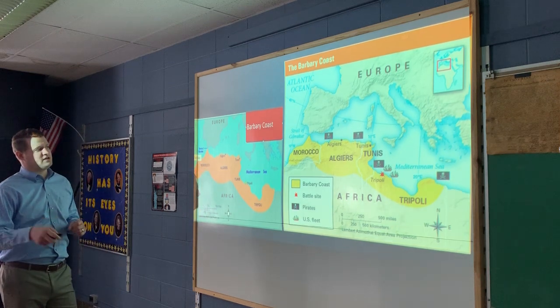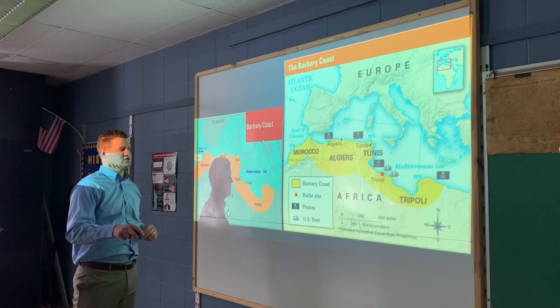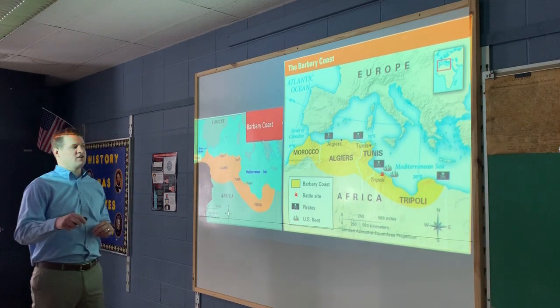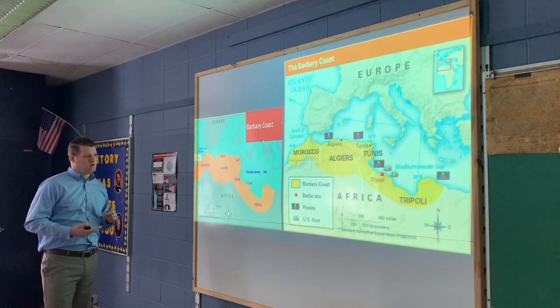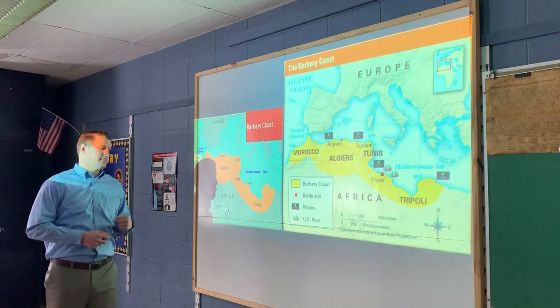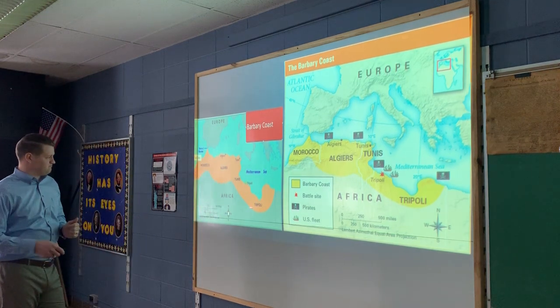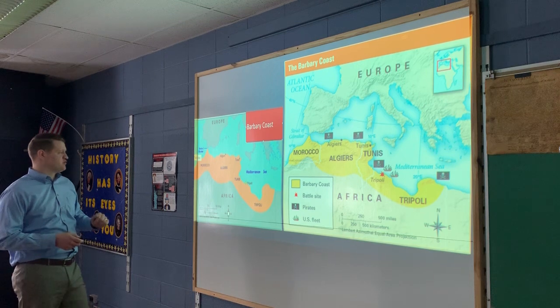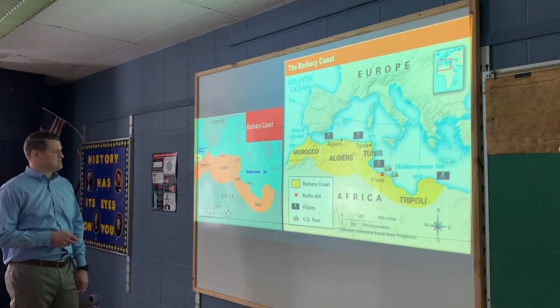So all this is the Mediterranean Sea, and this is what's known as the Barbary Coast. So it's the whole northern part of Africa that borders the Mediterranean Sea. And the 4 countries, Morocco, Algiers, Tunis, and Tripoli, they made up the Barbary Coast states, as they were called. Here's another map with the same thing. Tripoli here, this will come up later in our lesson, but that's where Tripoli sits.